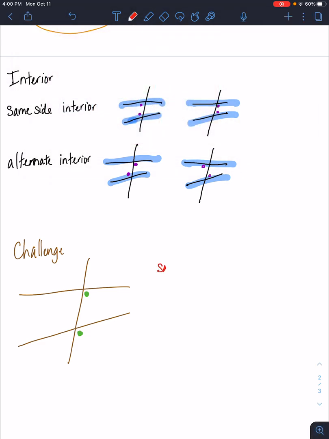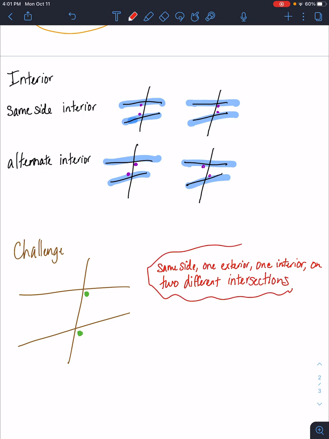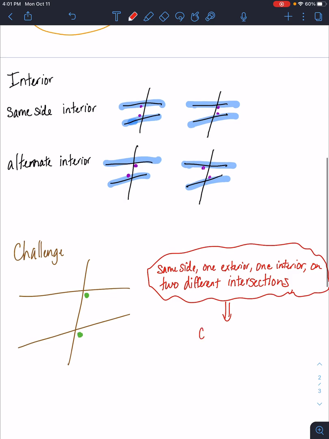So rather than saying they are same side, one exterior, one interior, on two different intersections, instead of saying all of this, the vocab word that we can use, the vocab word for our geometry class is corresponding. So these are a corresponding pair of angles, corresponding. And that is all of the vocabulary that we have learned about thus far in our Unit 3.